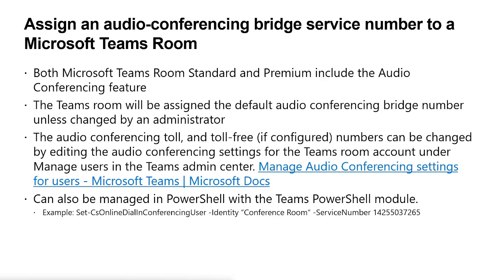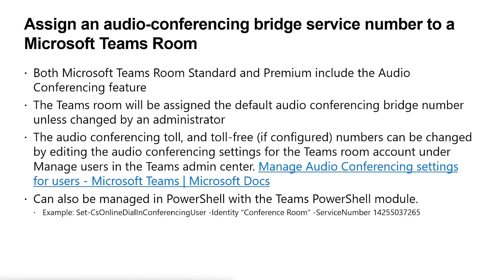Clicking edit on that, and then you can go in and make the changes as needed to set the correct number. Now that could be a toll number or a toll-free number if that's been configured as well. But take a look at the documentation, manage audio conferencing settings for users, and that will give you some details on what you can do there.